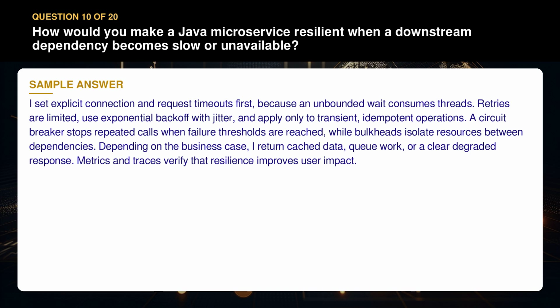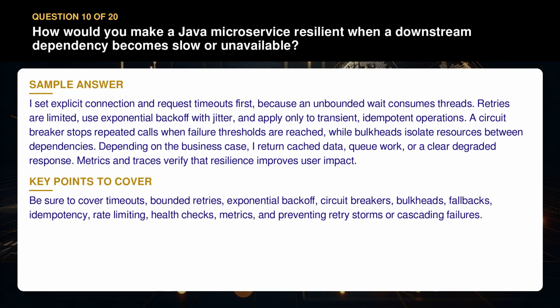I set explicit connection and request timeouts first, because an unbounded wait consumes threads. Retries are limited, use exponential backoff with jitter, and apply only to transient, idempotent operations. A circuit breaker stops repeated calls when failure thresholds are reached, while bulkheads isolate resources between dependencies. Depending on the business case, I return cached data, queue work, or a clear degraded response. Metrics and traces verify that resilience improves user impact.